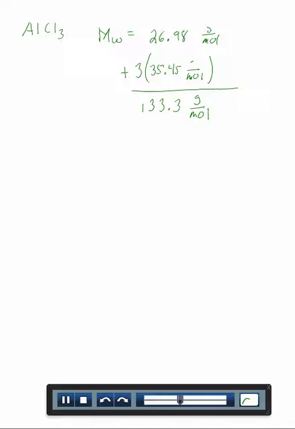Okay, let's say I have 10.0 grams of aluminum chloride, and I want to know how many moles of chlorine atoms I have. Okay, first I would have to find how many moles of aluminum chloride molecules I have, and then there are 3 chlorine atoms per every molecule of aluminum chloride.